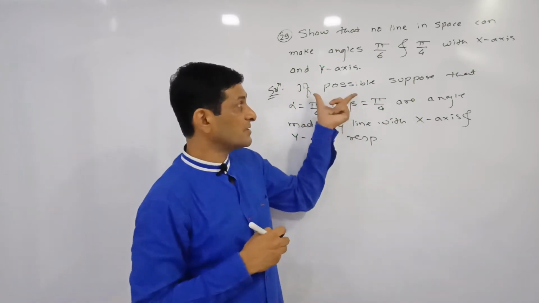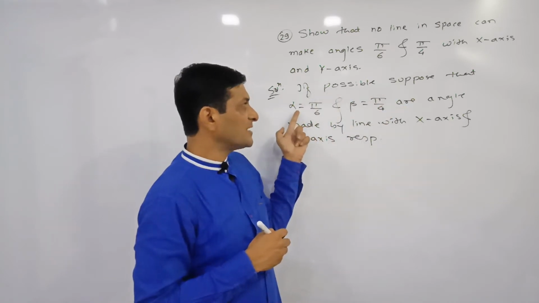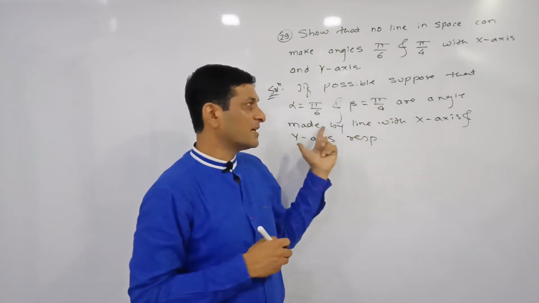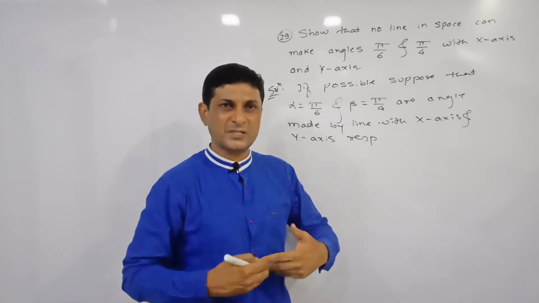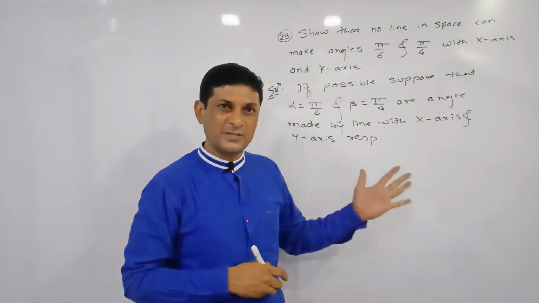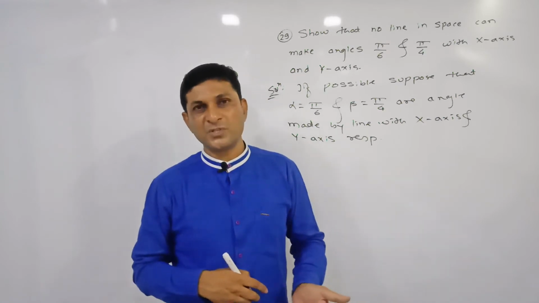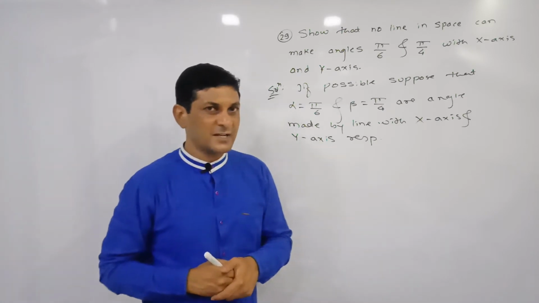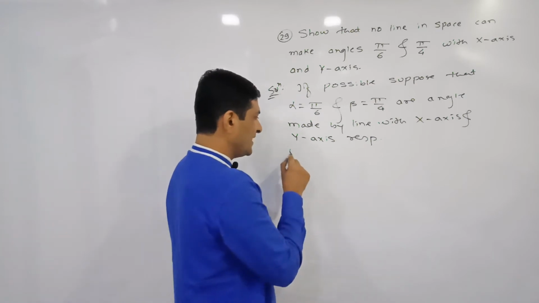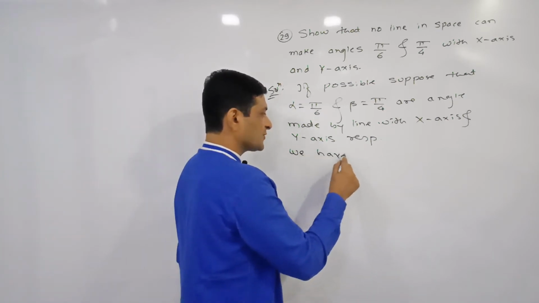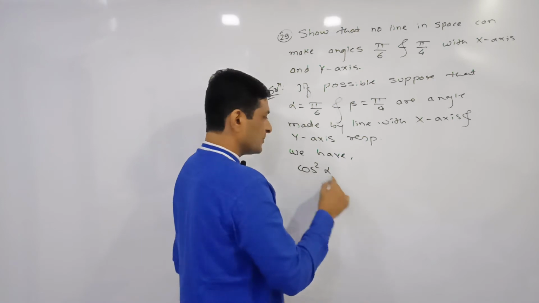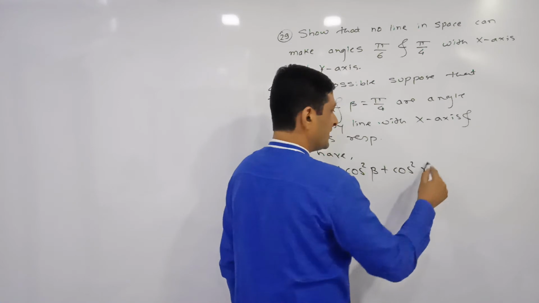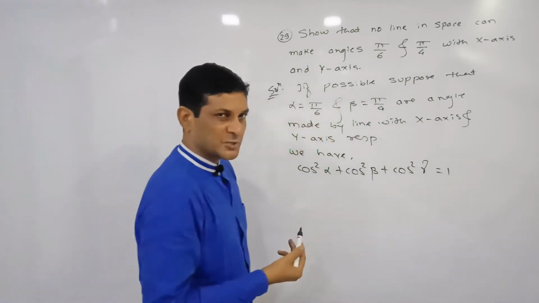Y-axis. So here we suppose that, if possible, alpha is equal to pi by 6, means the first angle we have denoted by alpha and the second by beta are the angles made by the line with the x-axis and what? Y-axis. With this supposition, let us try to solve the example and check whether we get some contradiction or not. So we have one result that cos square alpha plus cos square beta plus cos square gamma is equal to what? 1.